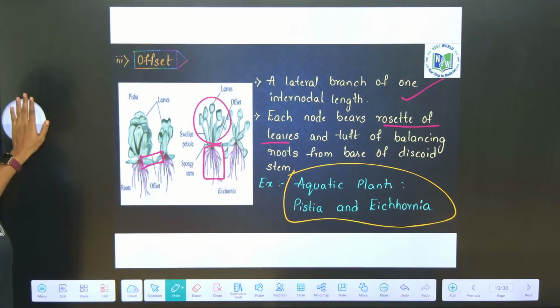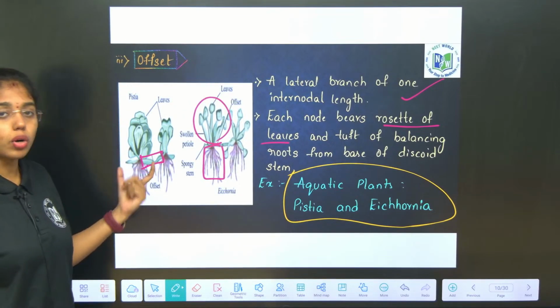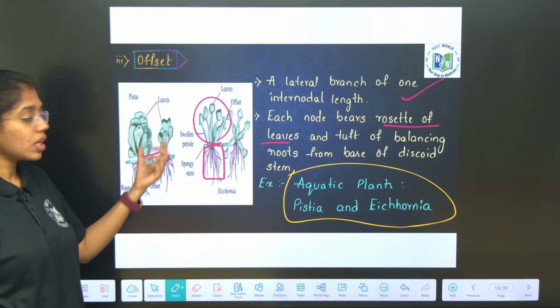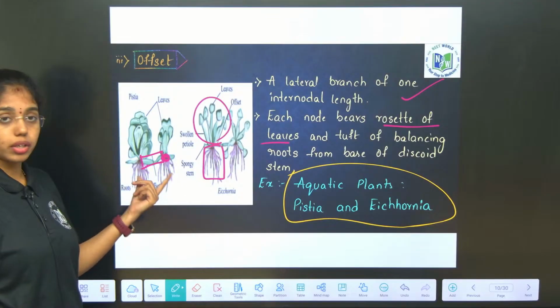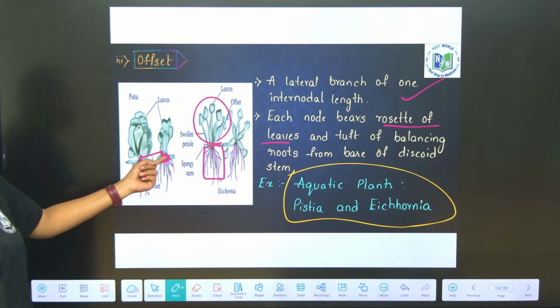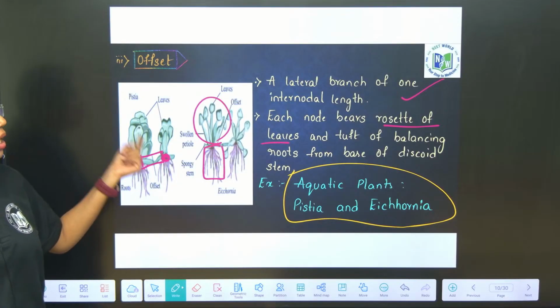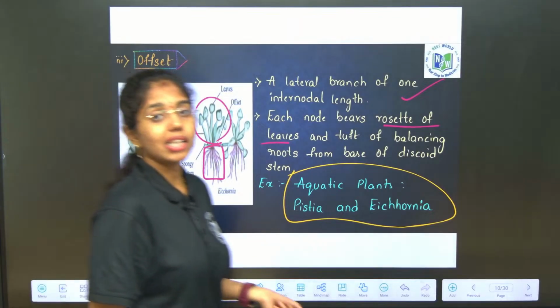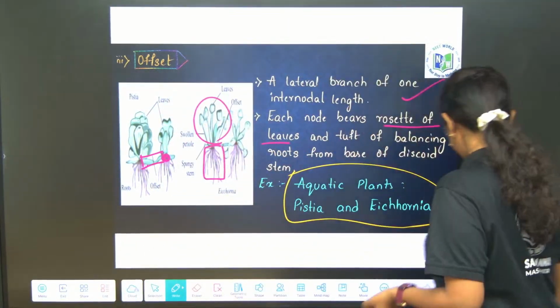What are the key features that you have to remember with the offset type of subaerial stem modification? It just has one internodal length, and at each node you have a rosette of leaves and a tuft of roots at the base of a discoid stem. What is the stem shape here? Discoid stem. Examples include aquatic plants like Pistia and Eichhornia.